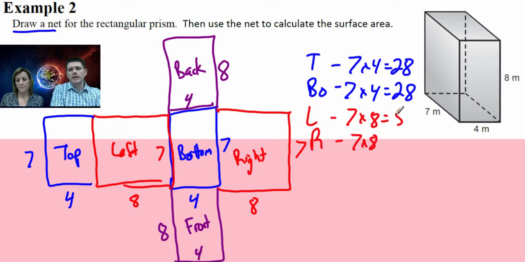But this is why we label each and every face with both the base and the height, so you never have to think about what their measurements are. They're already written for you. And then the front and the back are going to give us an 8 by 4, which is 32.